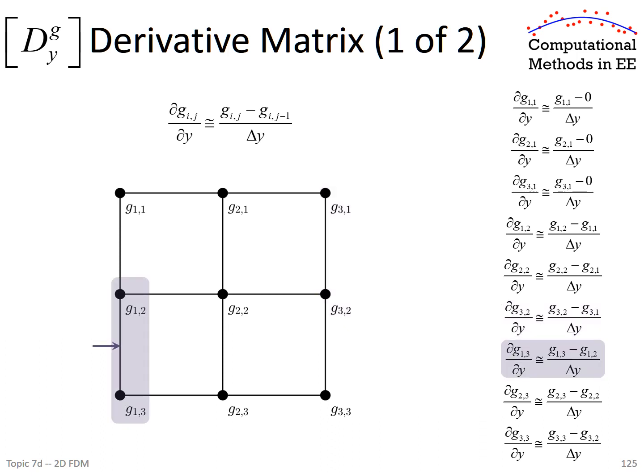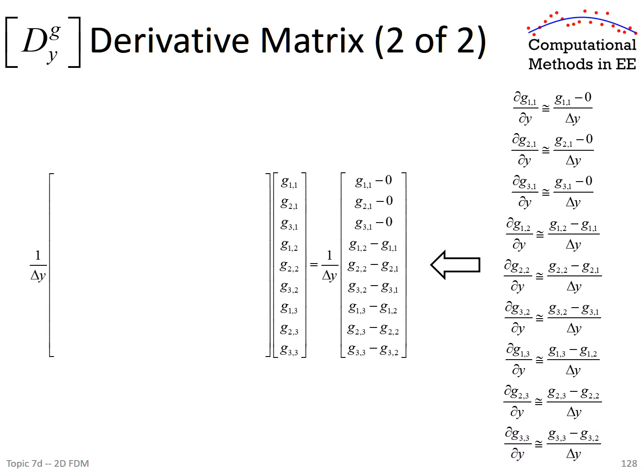And the last row, our finite difference equation for G13. And that's G13 minus G12 divided by the spacing delta y. G23 minus G22 over delta y. That's our finite difference equation for point 23. And it exists at the midpoint between those 2 points. And our very last equation, it's the finite difference equation for G33, and it's G33 minus G32 divided by the spacing delta y. So we have our set of 9 finite difference equations.